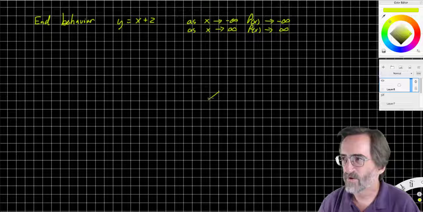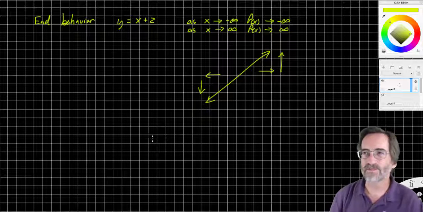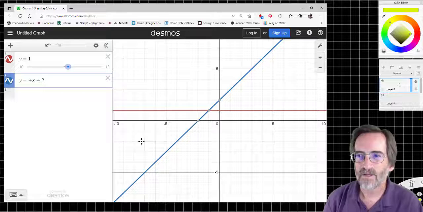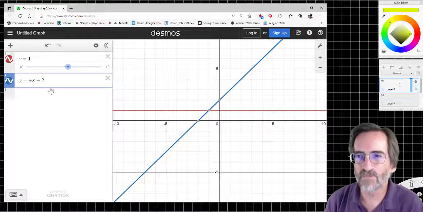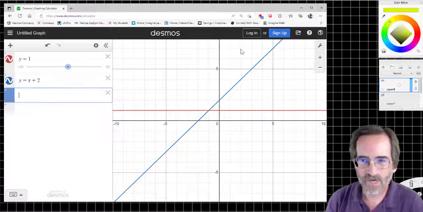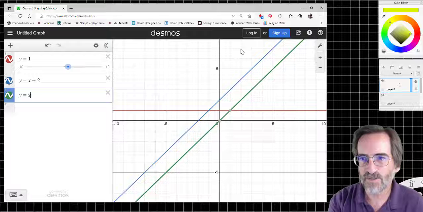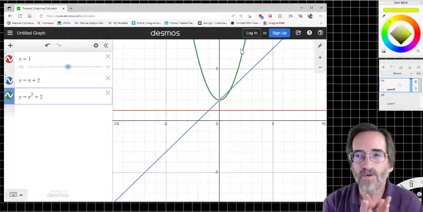Okay? Because it does this. It goes up as we go right. It goes down as we go left. Okay? That's its end behavior. Now let's look at that. We've got a 0-order polynomial and a 1st-order polynomial, both of them lines. 2nd-order polynomial, y equals x squared plus 2.